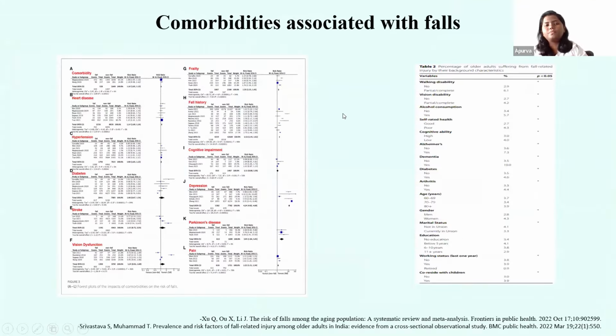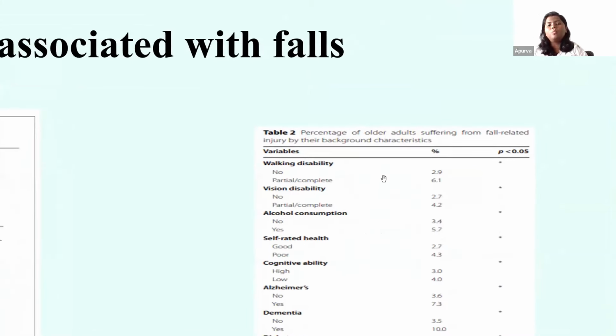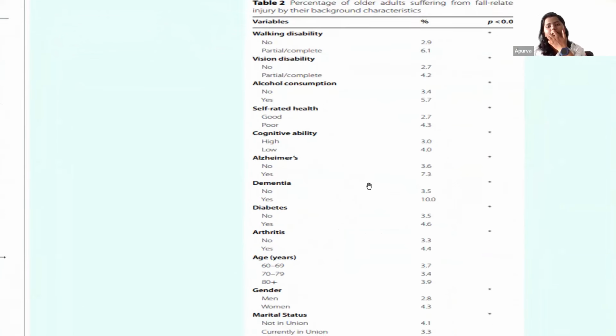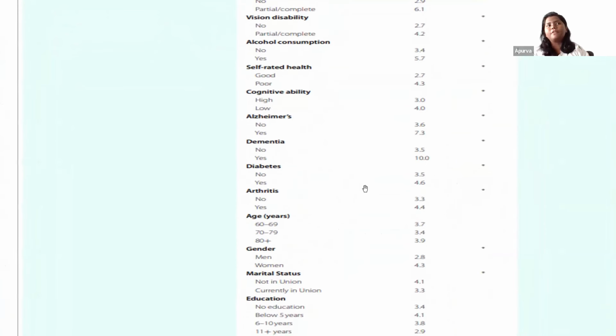Similarly, we have some comorbidities associated with falls. Comorbidities like individuals presenting with walking disability, previous walking disability, or vision impairment. Patients who have vision impairment, their likelihood of fall is increasing. Similarly, patients with any cognitive impairments, presenting with cases like Alzheimer's, dementia, have increased likelihood of fall. Patients with type 2 DM, arthritis, have an increased likelihood of fall.